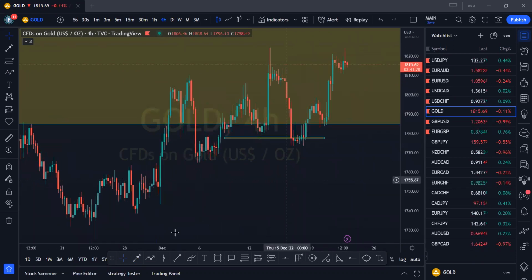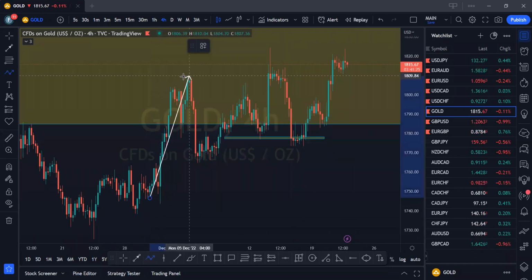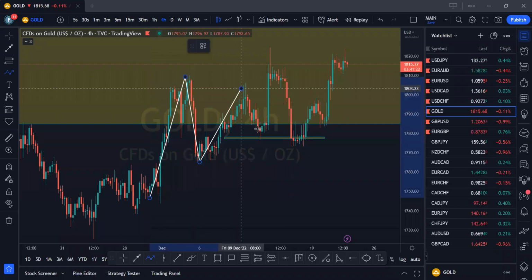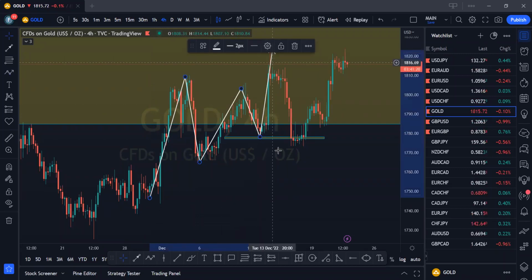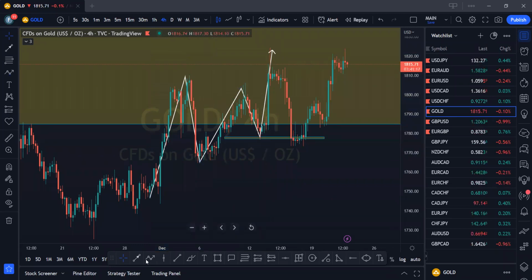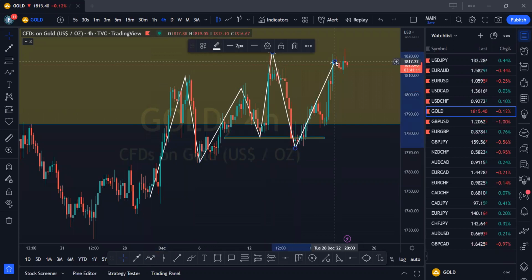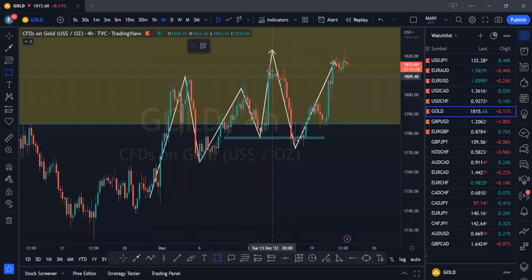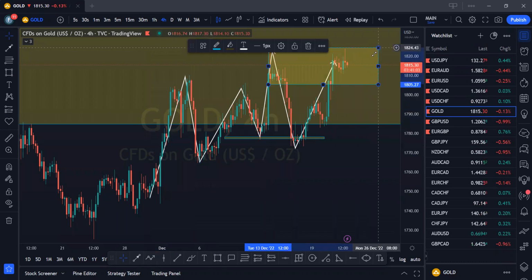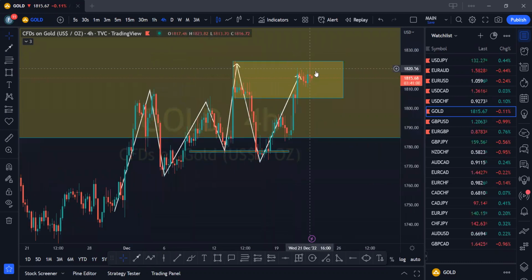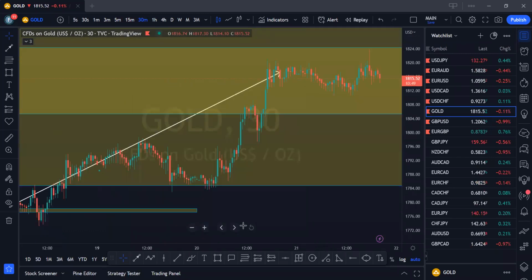We are seeing a similar structure to what we've seen on daily. If you check this out, this is what price is doing. Price has taken out this internal structure here, and then we've seen the retracement. And that retracement is in this supply range here. So right now, we can start looking for opportunity to sell. So let's go to a lower time frame, let's say 30 minutes, and look for sell setups.